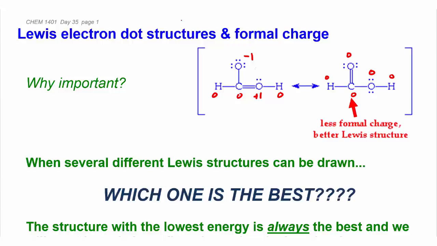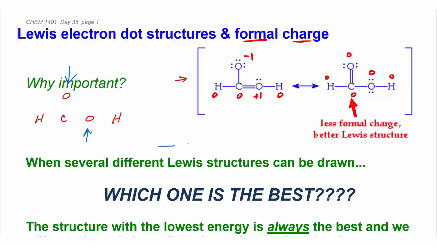Lewis electron dot structures and formal charge. This molecule is formic acid. If we were to draw its skeleton structure, it looks like this. Notice that these two oxygens are very different.